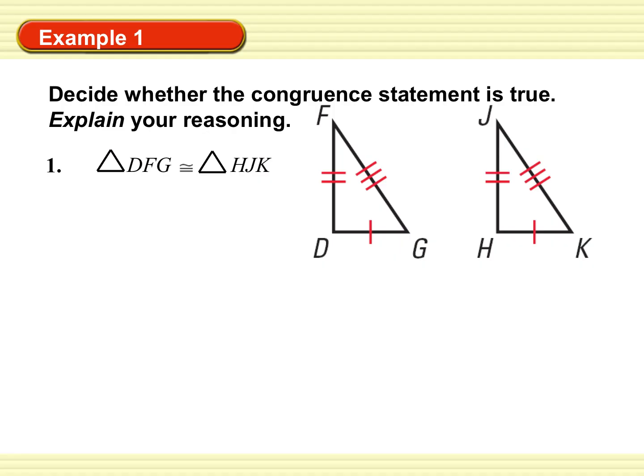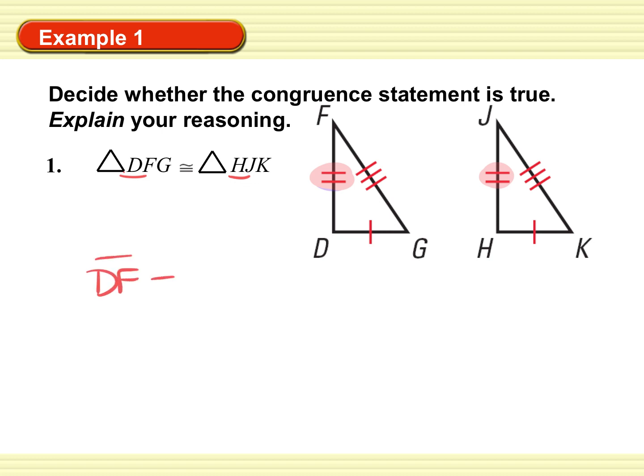So this one, it says, decide whether the congruency statement is true and explain your reasoning. So what we need to do is make sure that the order of this congruency statement is correct. So the first two letters, D and F. So DF needs to match with the HJ. So what I need to do is go and look. DF or FD has the double lines. And then HJ, that's over here, it's got the double as well. So far so good. And I could write that out.